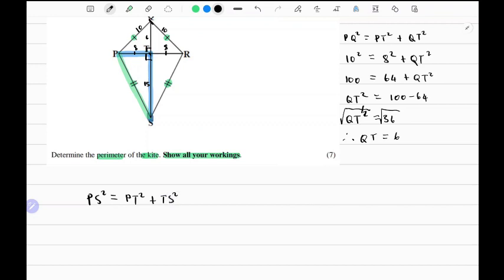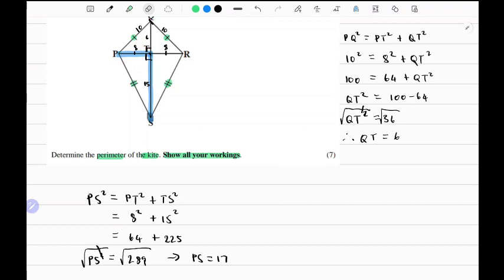So PS squared is what we're looking for. PT squared is 8 squared plus 15 squared. 8 squared is 64 plus 15 squared. 15 squared is 225. So 64 plus 225 gives us 289. But we're not looking for PS squared, we're looking for PS. So we can take the square root on both sides. So the square root and the square cancel. So this implies that PS is equal to 17. So now we have PS to be 17.